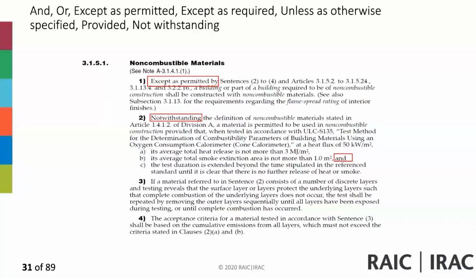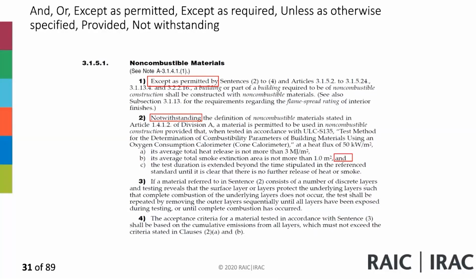So we know that buildings that are required to be of non-combustible construction have to use non-combustible materials, except as permitted. There are exceptions to this, and we're going to go through all of them. Those exceptions are sentences 2 to 4 in this article, and Articles 3.1.5.2 to 3.1.5.24, including Article 3.1.13.4 and Article 3.2.2.16. All of these are exceptions that permit materials other than non-combustible materials. So that's the "except as permitted by."